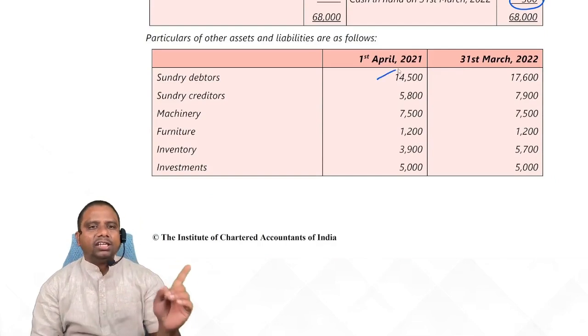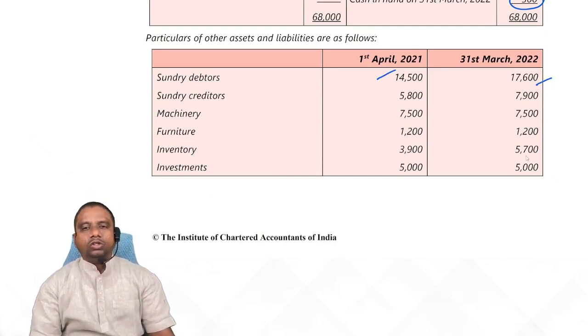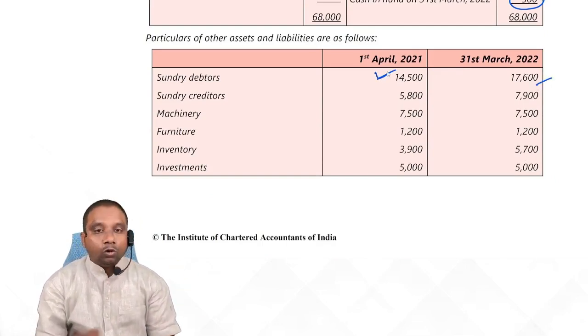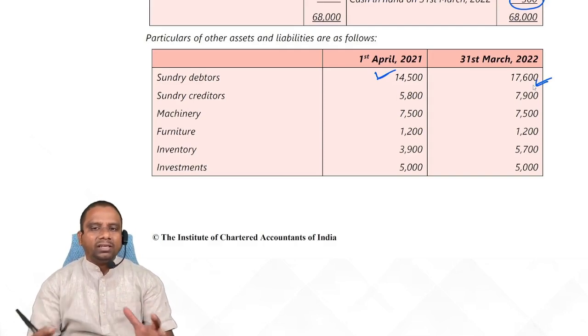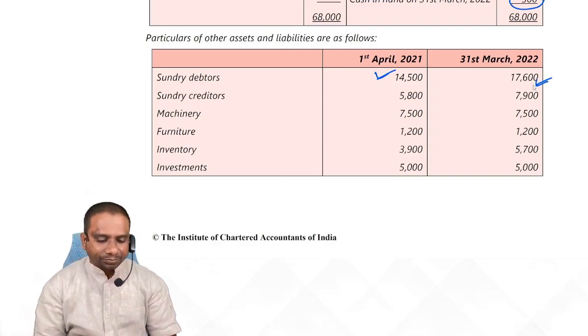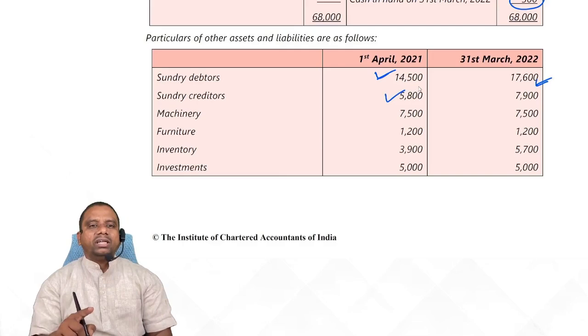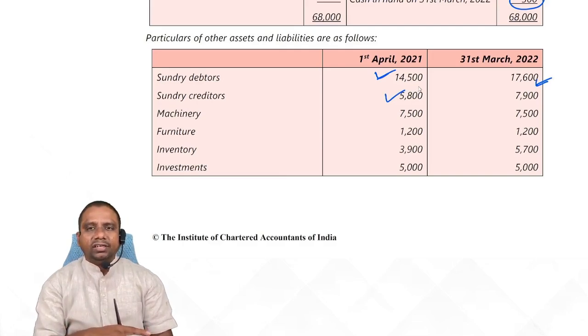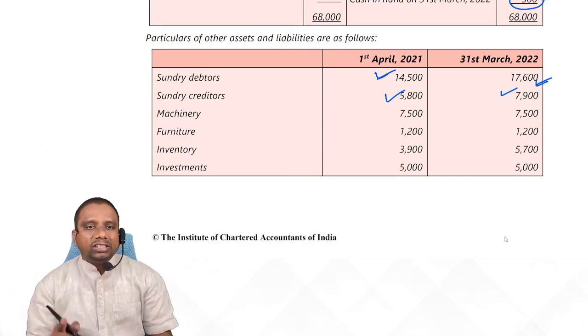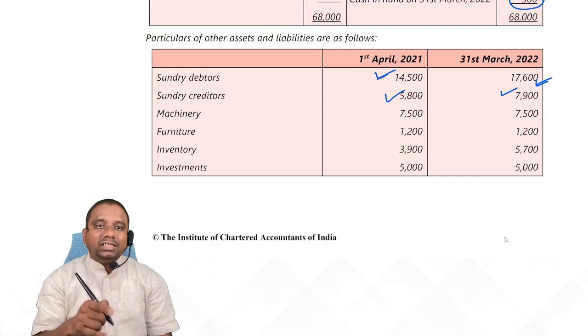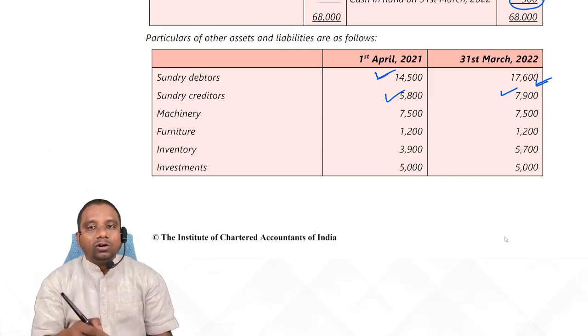Sundry debtor account, opening balance, closing balance. Opening balance in the opening balance sheet, at the same time closing balance in the closing balance sheet. So simultaneously you have to write this information. Creditors opening balance 5,800, creditors account opening balance 5,800. Next one, creditors closing balance. So balance sheet liability side, creditors account closing balance to balance c/d.